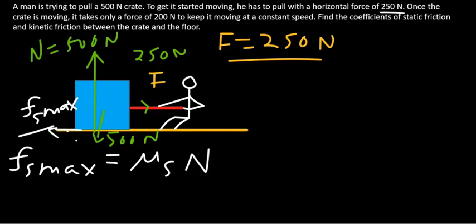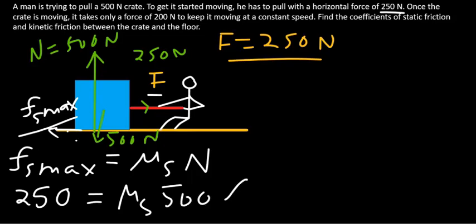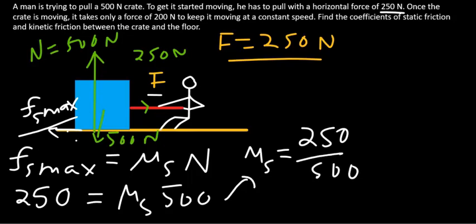Since the maximum static friction occurs when F is 250 newtons, the value of maximum static friction is indeed 250 newtons, and that equals mu sub s times N. N is 500 newtons, and you can solve for the coefficient of static friction, which is 250 over 500, which is 0.5, and that's the answer for the first part.